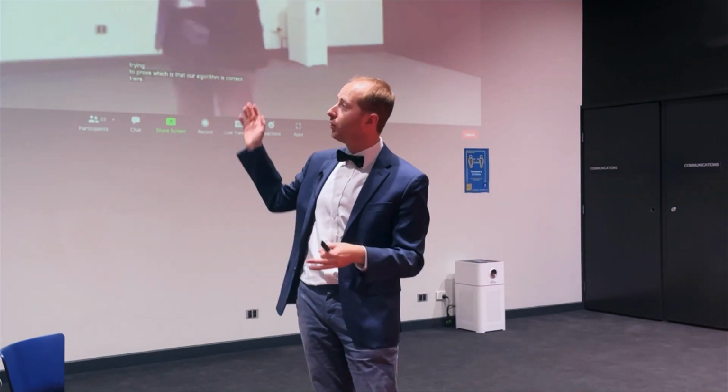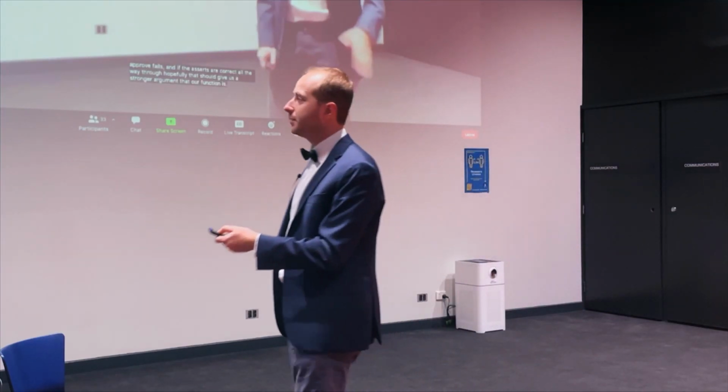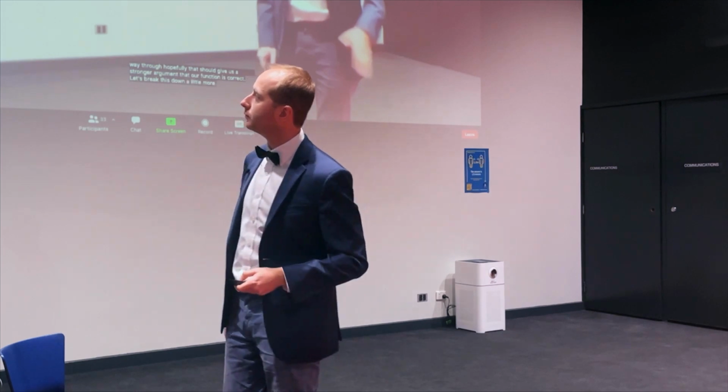Here is a copy of our prior algorithm, only this time I've added some assert statements. Assert statements in this case are just being used to remind us that at this point in the code, in order for our argument to work, we should check the thing next to the assert. If the assert fails, our proof fails, and if the asserts are correct all the way through, hopefully that should give us a stronger argument that our function is correct. Let's break this down a little more.